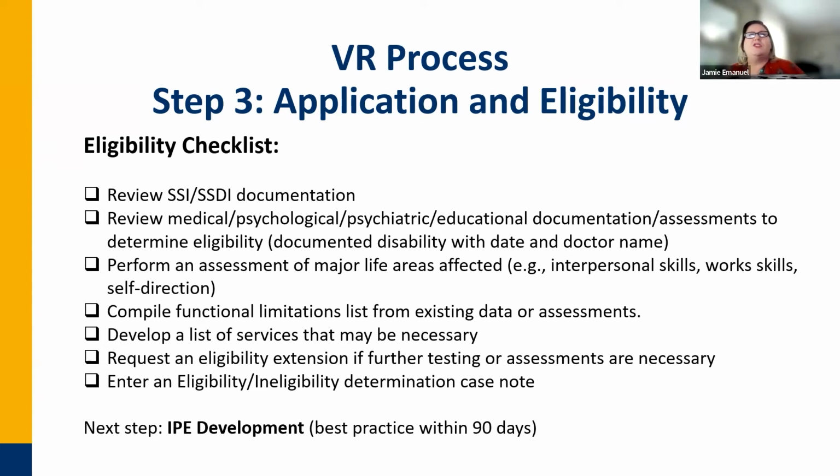Compiling functional limitation lists from any existing data or assessments gives you an idea of what the impediments are, what the roadblocks to employment are, because the IPE is what you're going to use to remove these roadblocks. So if you have in your mind already what the functional limitations are, how are we going to remove these limitations? How are we going to put services in place to remove the impediment to employment? So developing that list is very necessary and helpful to you when you're moving on to the next step.